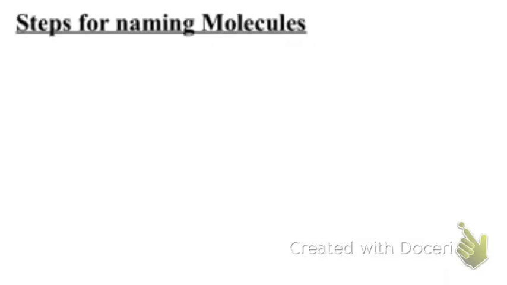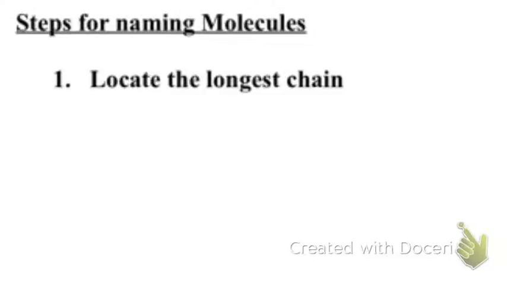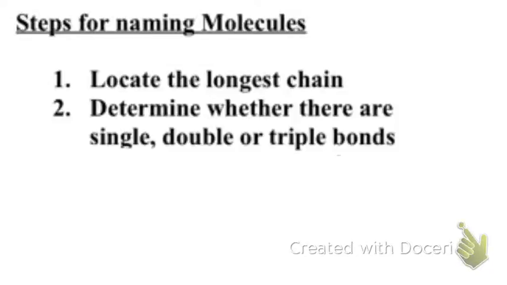Okay, new notes. Steps for naming molecules. Remember, you can pause this video and rewind at any point in time. Steps for naming molecules look like this. Step 1, you have to locate the longest chain of carbons. Step 2, you have to determine whether there are single, double, or triple bonds.